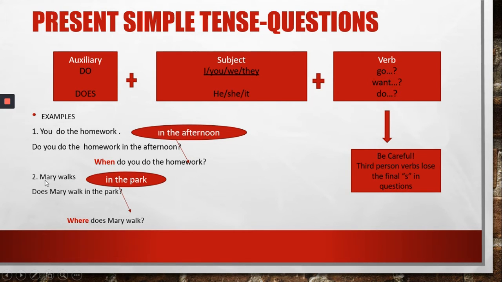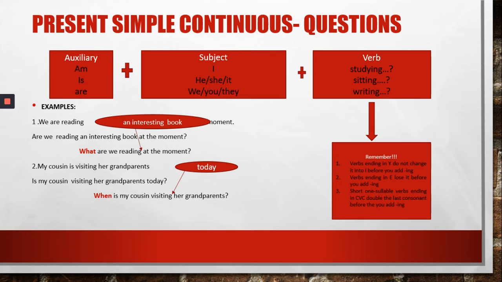Second example for third person singular. Mary walks in the park. Does Mary walk? You see, walk has no S at the end. In the park. If we want to write a question for this part, in the park, we use the where question word and then the interrogative form of the sentence. Does Mary walk? Okay, let's continue to present continuous questions.